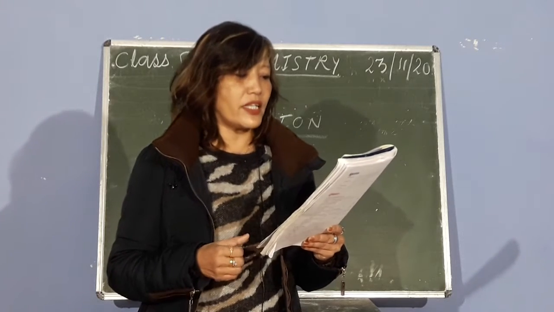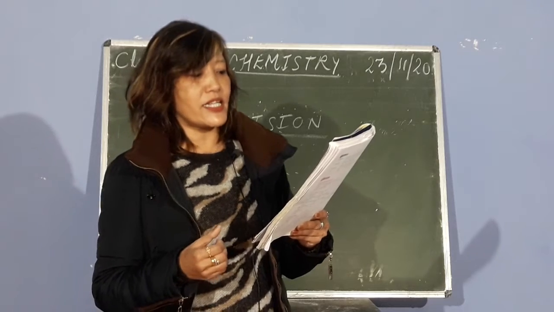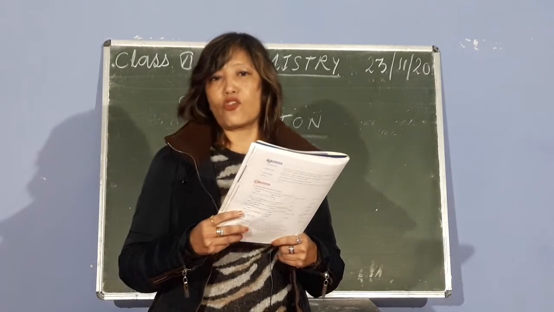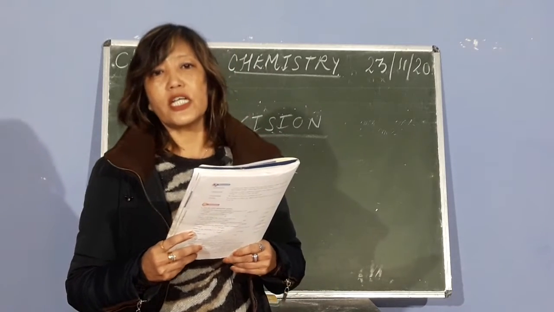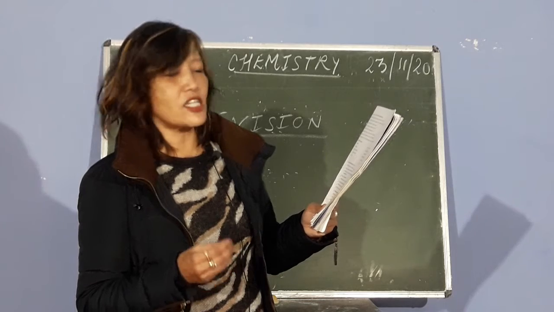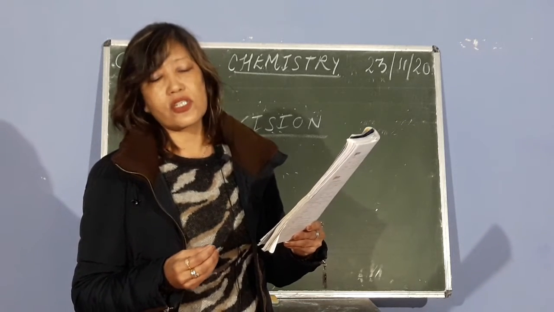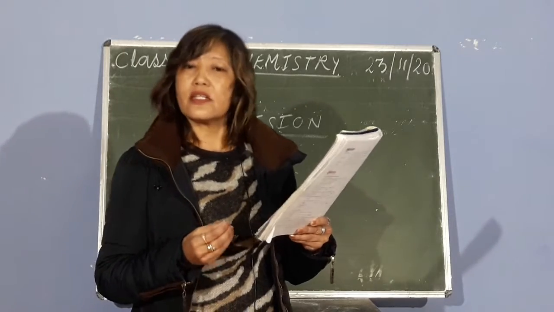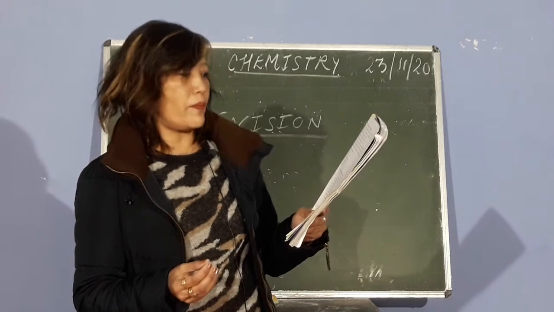Then number 7, argon is used in advertisement signs and brake lights. This is also false. It is not argon, it is actually neon. Then number 8, photosynthesis is the only natural process that releases oxygen into the air. This is true. Then the last one is match the column.